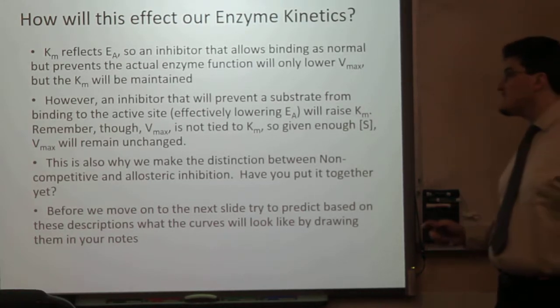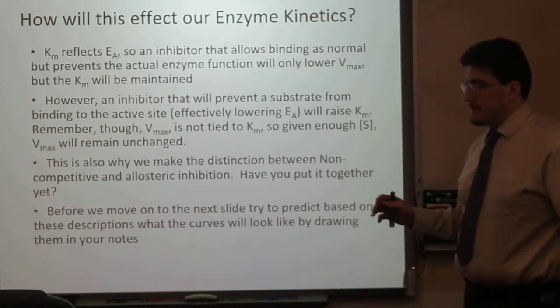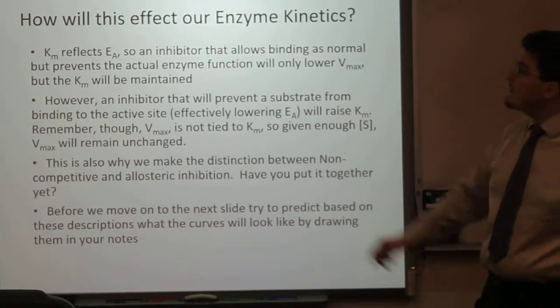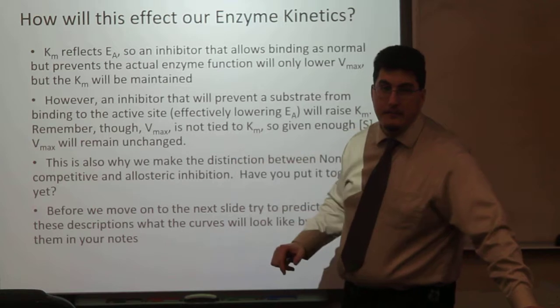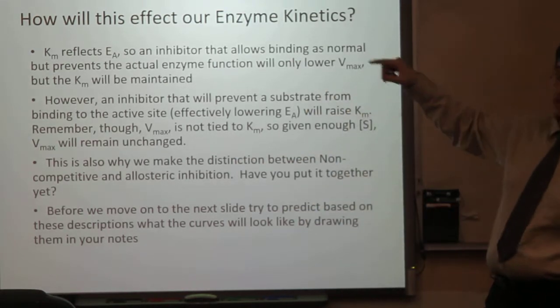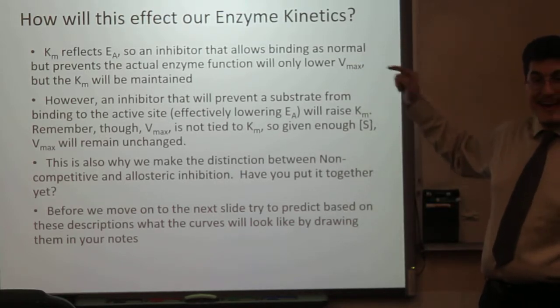So this is why we make a distinction between non-competitive and allosteric. Allosteric is going to affect the shape of our enzyme, which affects enzyme affinity. And it also prevents product from forming. So it will affect our Vmax and our Km.